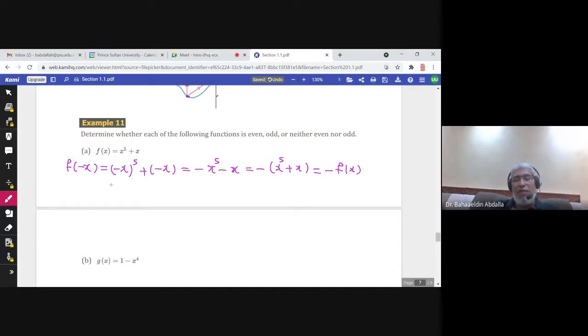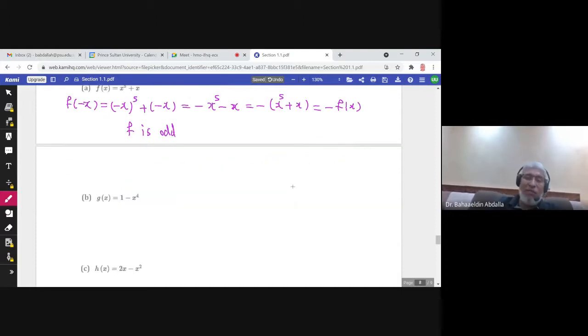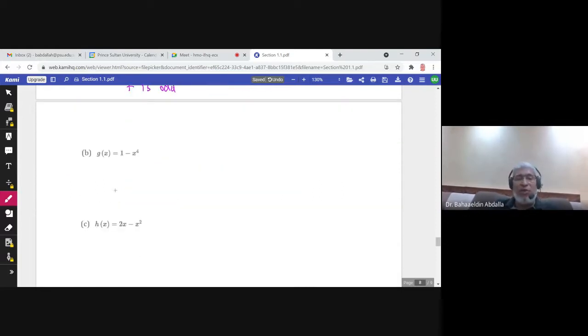So f of negative x is equal to negative f of x. So f is an odd function because f of negative x equals negative f of x. What about this function? To find out whether it's even, odd, or neither, I find g of negative x, which means I replace each x by negative x.